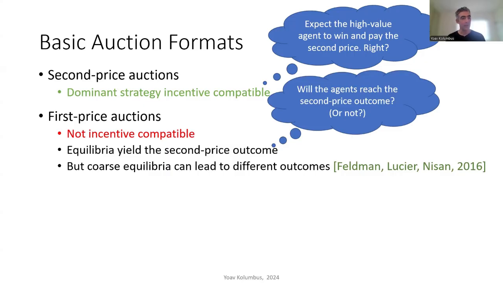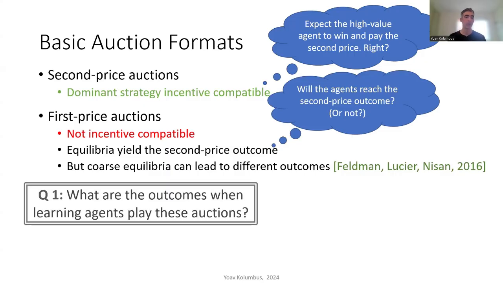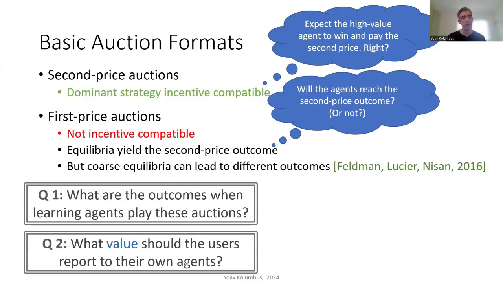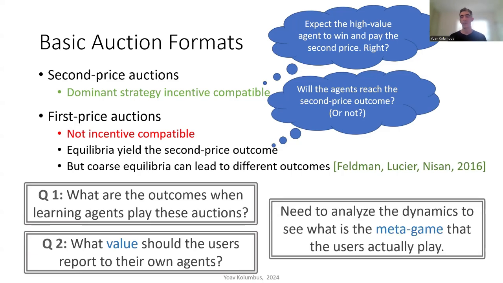And the questions we ask are, first, what's going to happen when we let learning agents play in these auctions? So this is a question about learning dynamics. And second, what should the users do? In particular, is it in the best interest of a user to truthfully report his objective function, his value, to his own bidding agent? And like I mentioned, to answer these questions, we will need to look deeper into the dynamics between those bidding agents and understand what is the meta game, the meta auction that these users actually play.